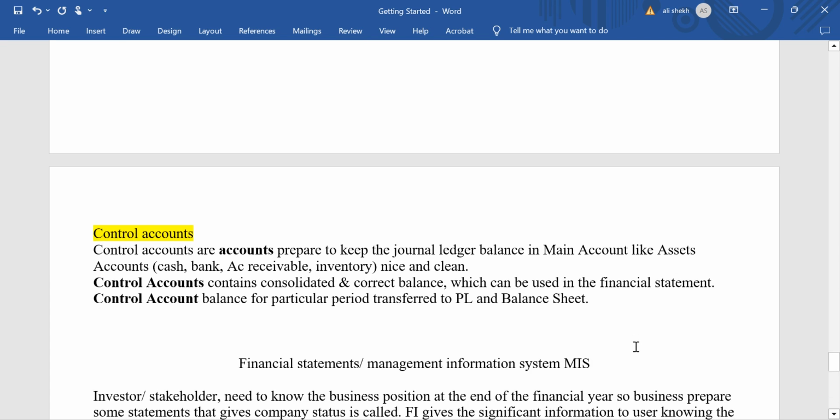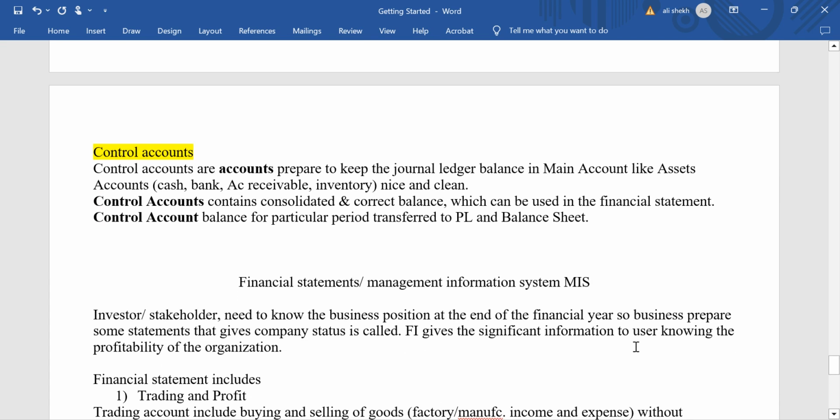Okay. Next is control account. So what is a control account? A control account is an account which is prepared to keep the journal ledger balances in main accounts like assets and liabilities. So a control account contains the consolidated and correct balance which can be used in the financial statement. Control account balance for a particular period is transferred to profit and loss account and balance sheet.